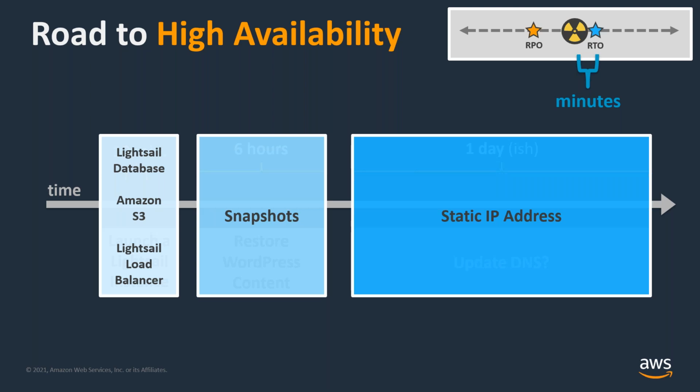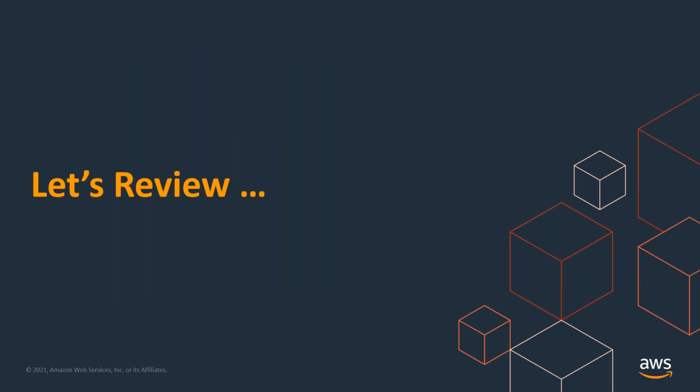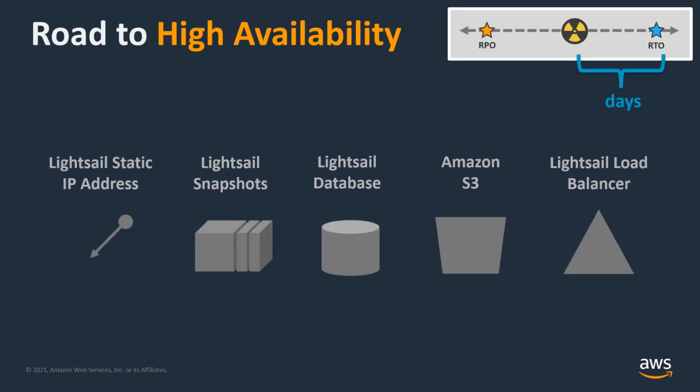So with that, let's review where we've been. We started on this road to high availability, and we were looking at it from the perspective of really RTO and to some extent RPO, recovery time objective. How do we minimize the amount of time our system is down? How do we maximize the amount of time that our system is up and available for our customers to use it?